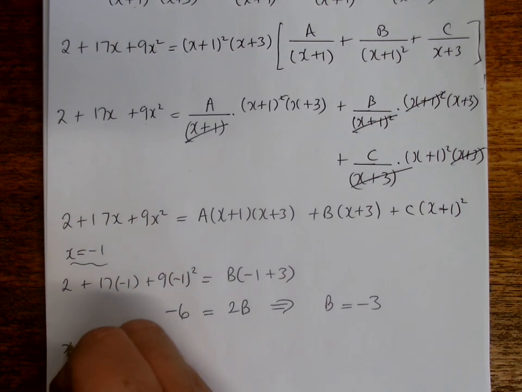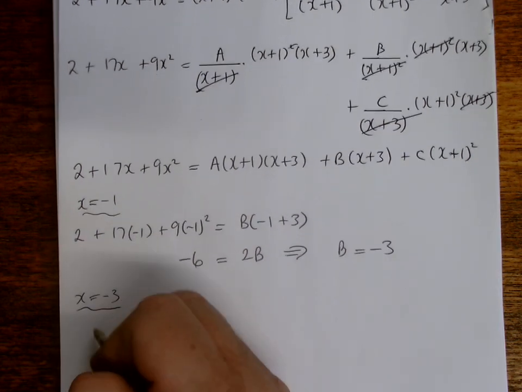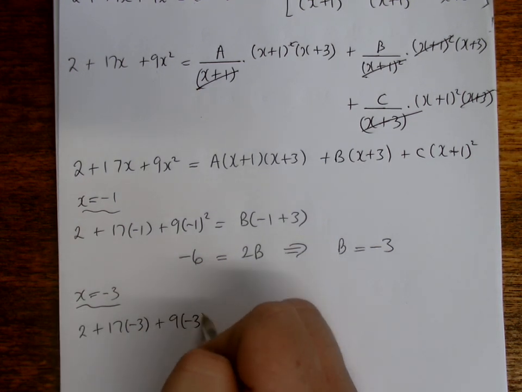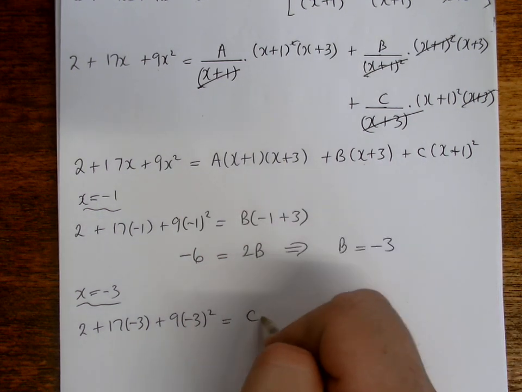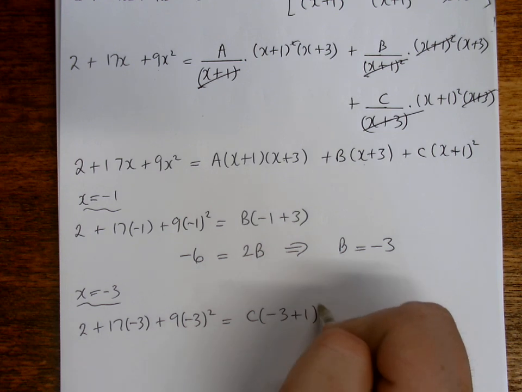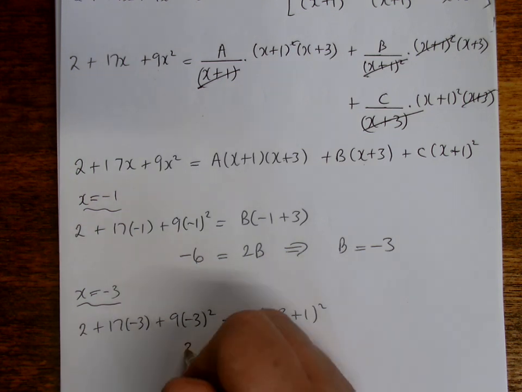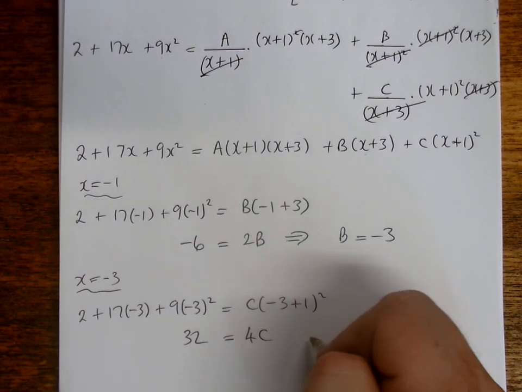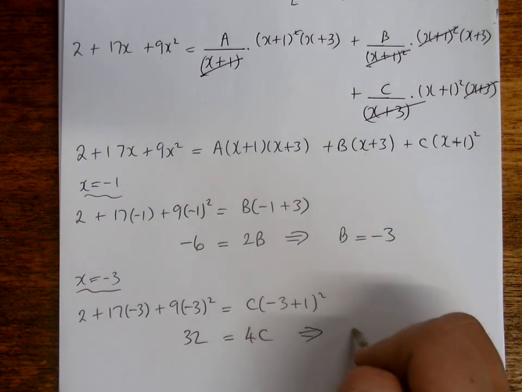Let's set x to equal negative 3, because it'll go there. So we'll have 2 plus 17 times negative 3 plus 9 times negative 3 all squared. It'll disappear there, it'll be 0. That one will stay, so we get negative 3 plus 1 all squared. On my calculator I got 32, and that will be 4, because I square that: minus 2 squared will be 4. So that means C will be 8.